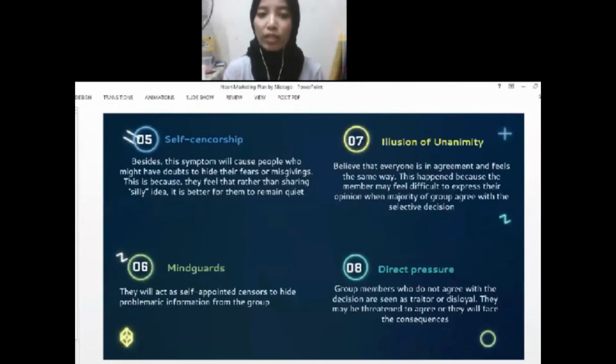In addition is self-censorship. It will cause people to have doubt in giving their ideas because they might think that it is a silly idea. Next is mind guards. They will act as self-appointed censors to hide problematic information from the group. 7 is illusion of unanimity, where members may feel difficult to express their opinion when the majority agree. And last but not least is direct pressure, where they will pressure the group member who does not agree by labeling them as a traitor or disloyal.